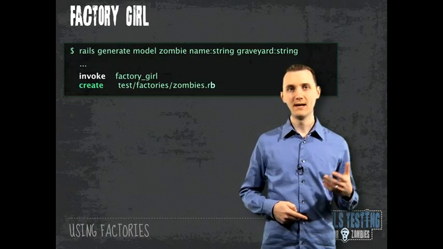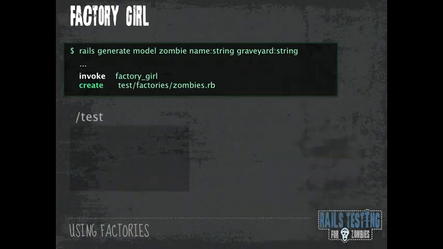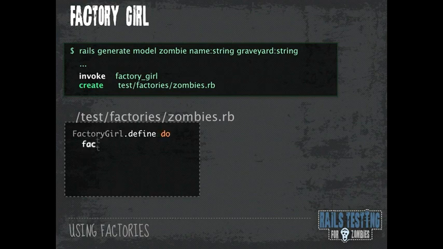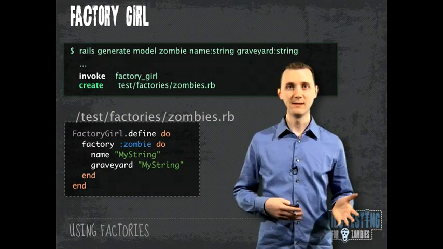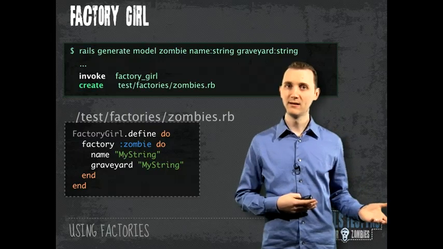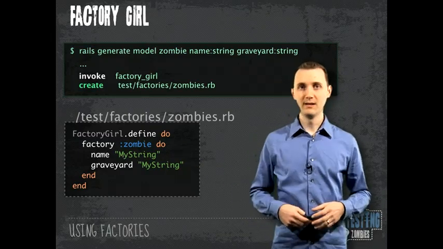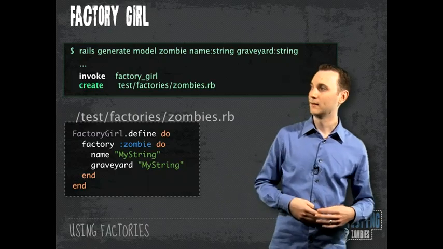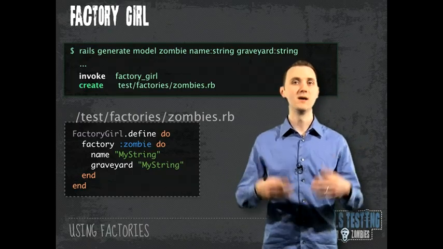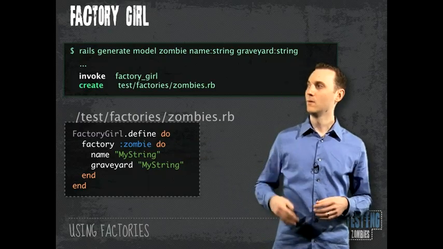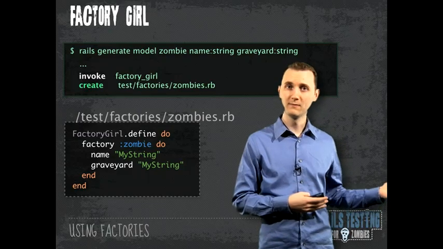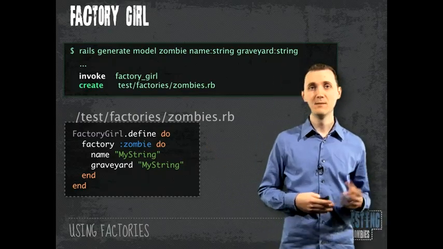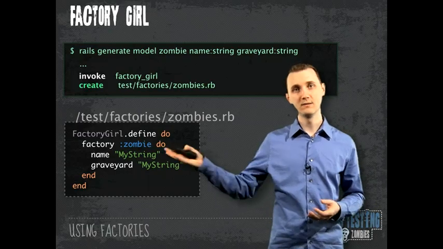What does that zombies factory file look like? By default, it's going to look something like this. It's going to say FactoryGirl.define. So FactoryGirl, name of the gem, .define, and the block that it takes is basically saying, inside of here I want to define some factories. And inside of this we actually have a DSL written by Thoughtbot that is purely about these factories. So here it's going to say I have a factory called zombie. It's going to default to the model name that we used earlier. And since we defined some attributes on the command line, it's going to put those in for us just like it did with fixtures earlier. So you're going to see name, my string, graveyard, my string, again because we defined them as strings earlier.